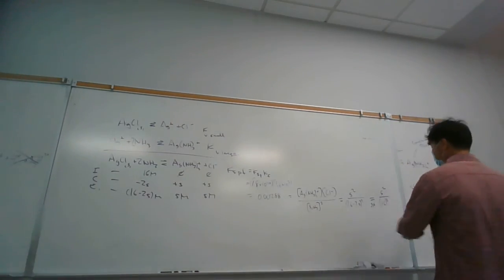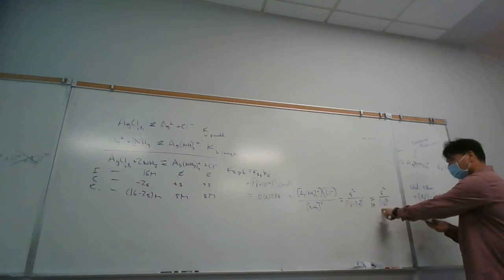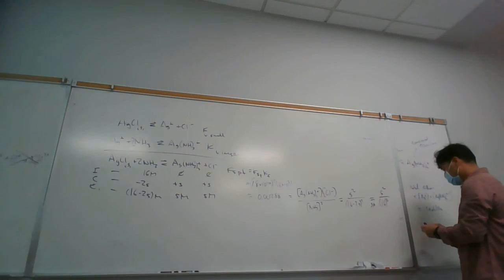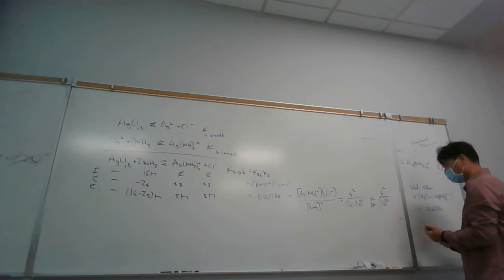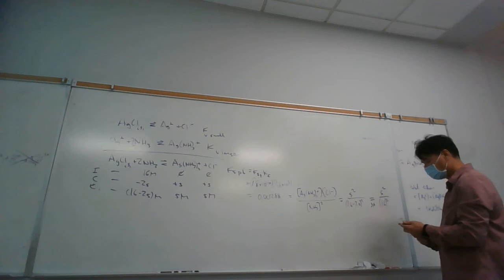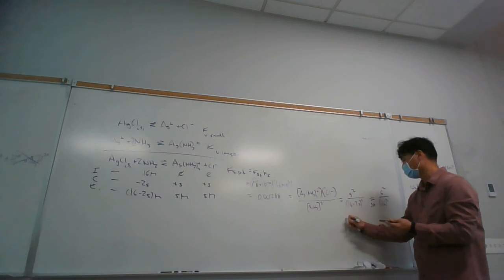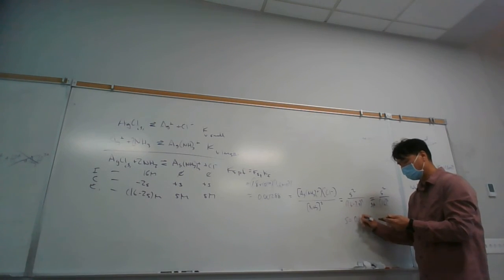So I'll take 0.00288 times 16 squared, and then equals, and then take the square root of that. And I get an S equal to 0.8586.